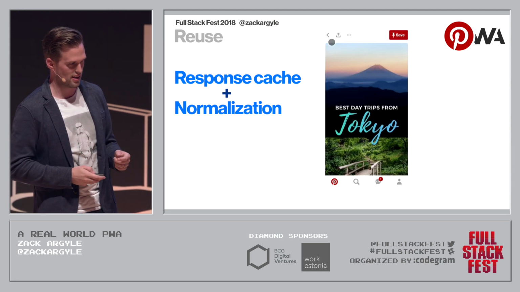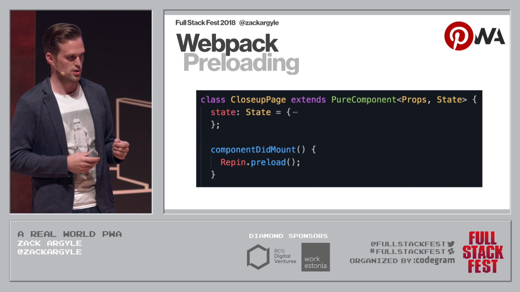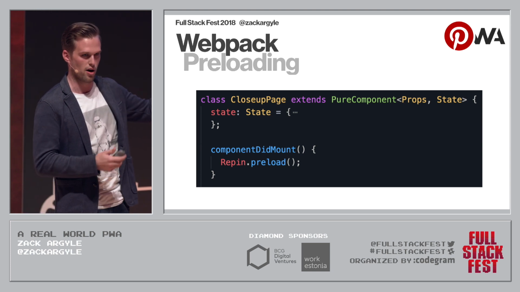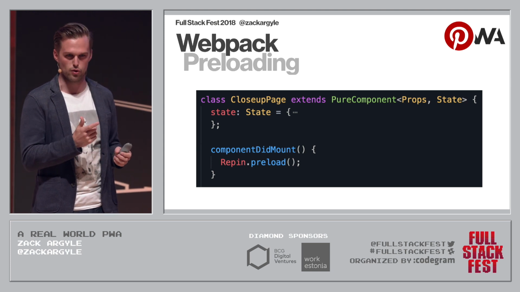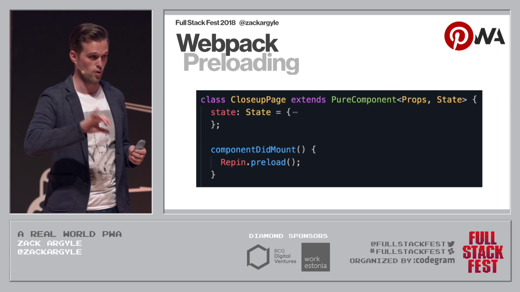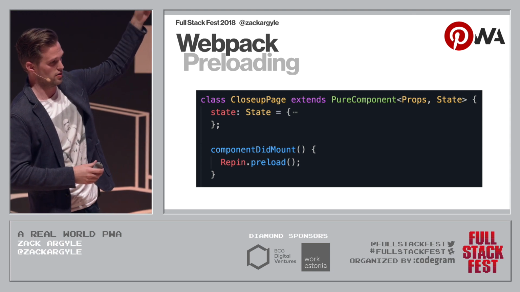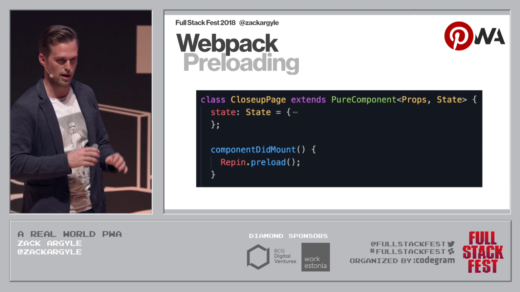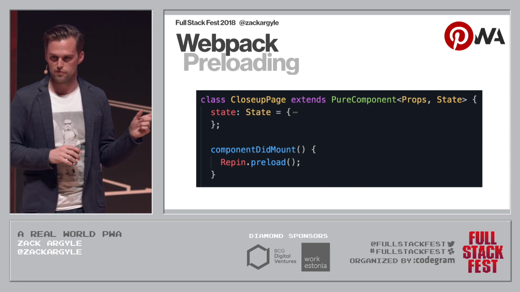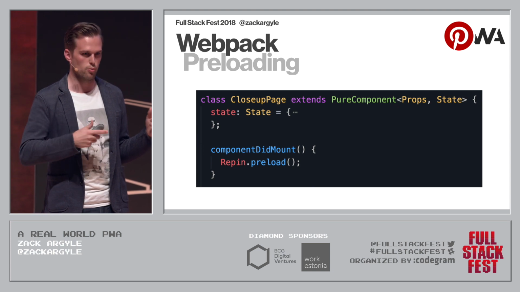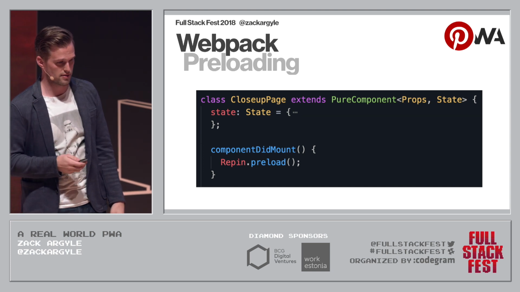But we actually also have a thing built into our code base where we can preload routes as well. So this example here is if I'm on that detailed close-up view, I can actually say, I'm pretty sure that this person is going to save or repin this pin. So I want to go ahead and preemptively download that bundle. And so that's what this repin.preload does. It says, I want to preemptively go get that ready just in case I click on it. And the same thing happens from the home feed. So on the home feed, we're like, okay, we're pretty sure you're going to click on a pin. So we do closeup.preload on the home page, which is great.